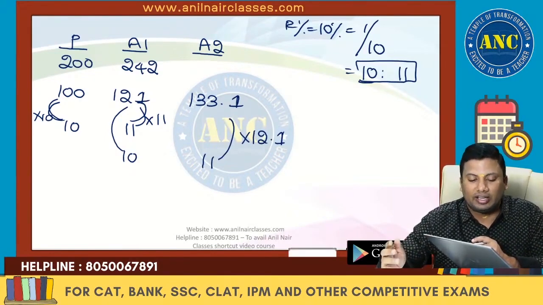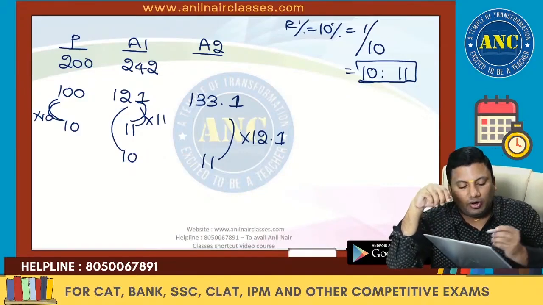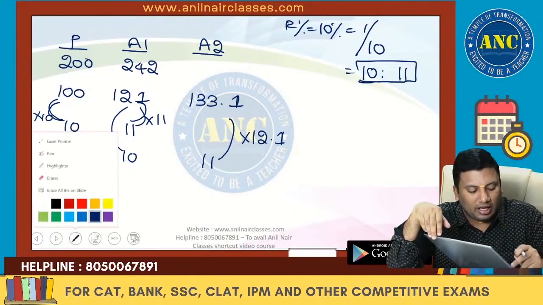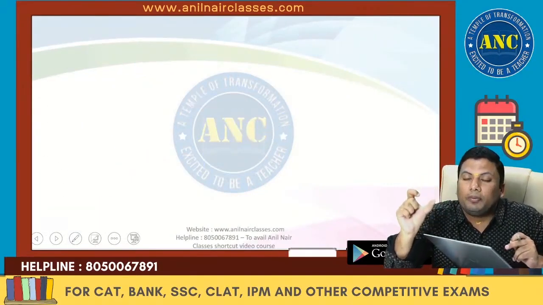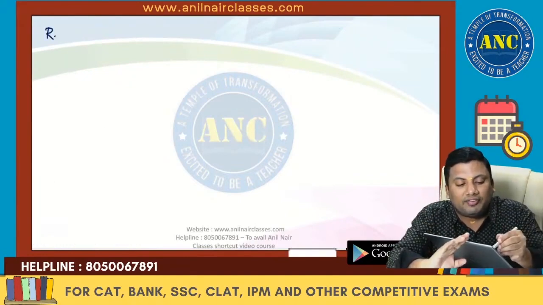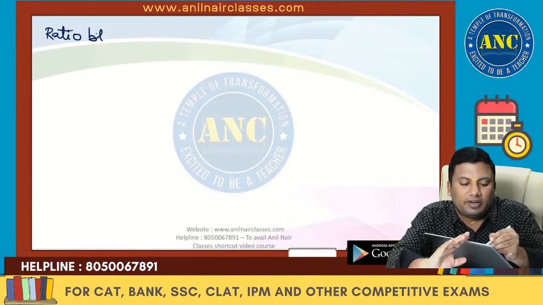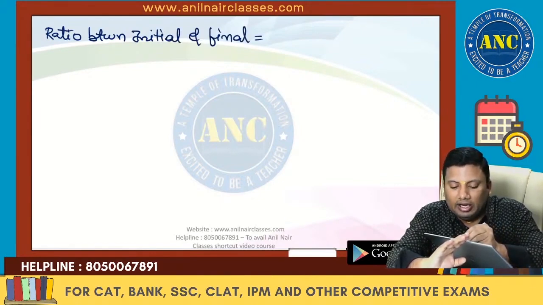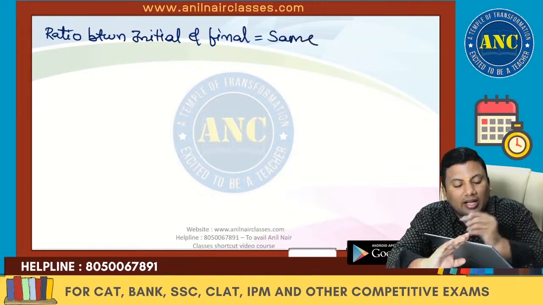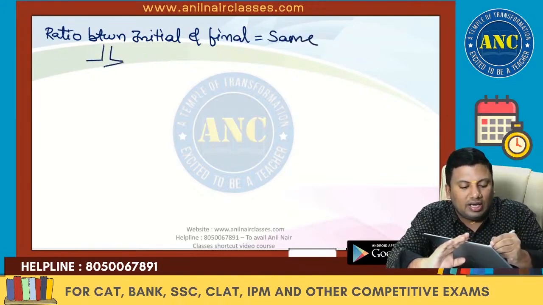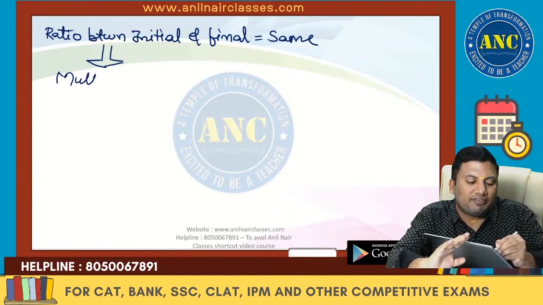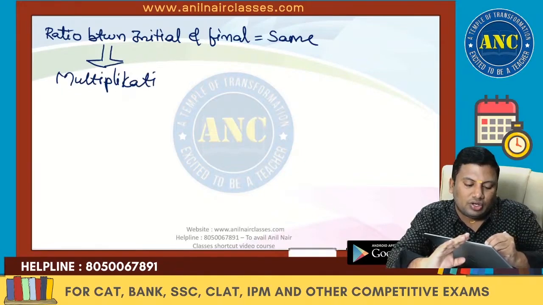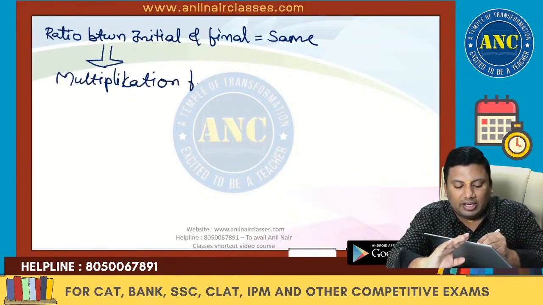Another way to look at this question is, I hope the idea is clear: the ratio between the initial value and the final value should be the same. Or in other words, if the ratio is the same, the multiplication factor should be the same. If you are getting confused with respect to ratios, the multiplication factor should be the same.